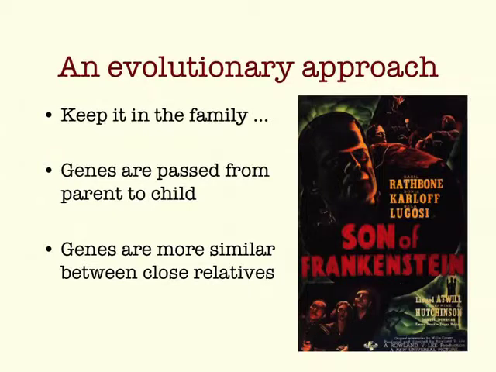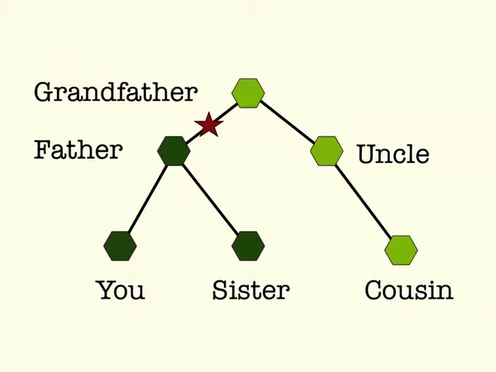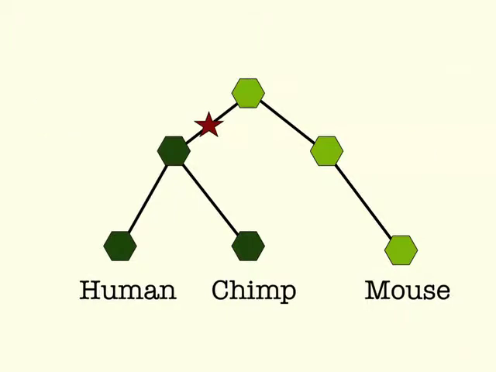We see that genes are passed from parent to child, or from virus to offspring virus, and they're more similar between close relatives. If we think about this in the family tree, you and your sibling are more similar to each other than either of you is to your cousin. We take this same logic, but just add more time, and you're talking about evolution and species. Human and chimp share more genes in common than either of them does with mouse, because human and chimp are the closest relatives, and mouse is a more distant relative. That's probably familiar to you already.